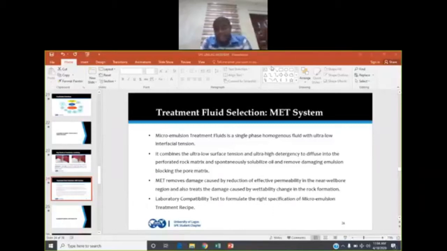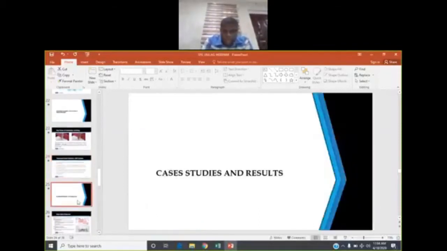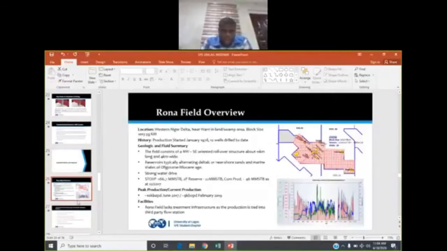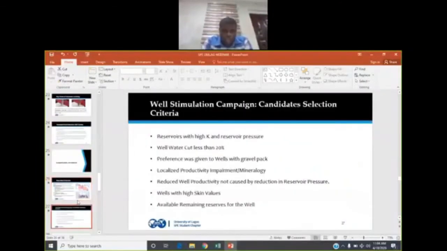But before you deploy it, like I said earlier during the acid treatment, laboratory compatibility analysis is very, very important to formulate the right specification of the microemulsion recipe. It's important to carry out a laboratory analysis before you go ahead to deploy the microemulsion treatment. So, quickly look at a particular case where it was deployed. We deployed it in two wells, just trying to be fast.